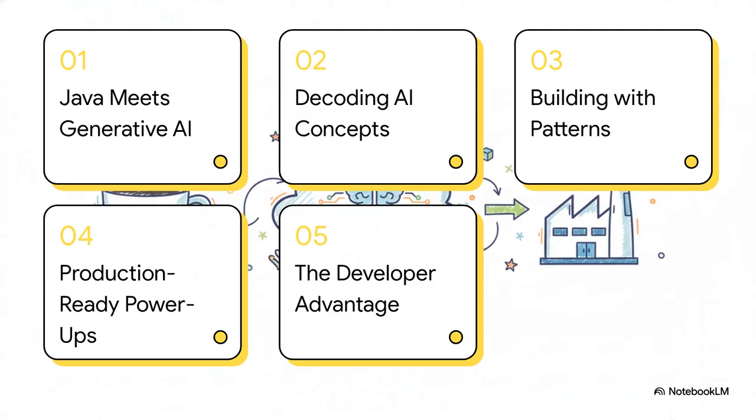All right, here's the game plan. First, we'll see how Java and AI finally get to shake hands. Then we're going to break down the core concepts you absolutely have to know, no fluff. After that, the fun stuff. We'll build smarter using intelligent patterns, then power them up for production. And finally, we'll see the massive edge this gives you.